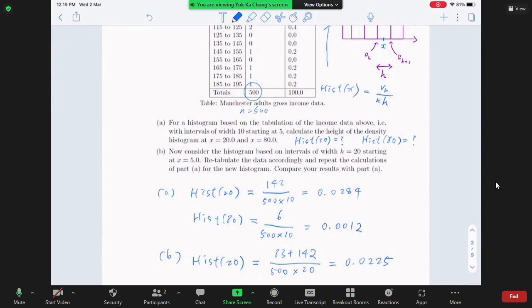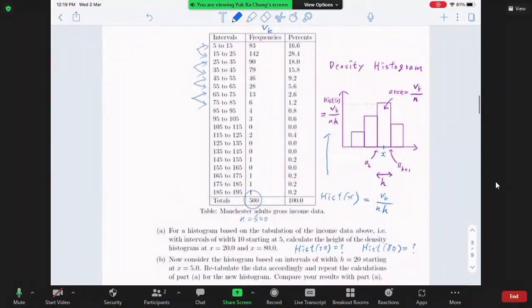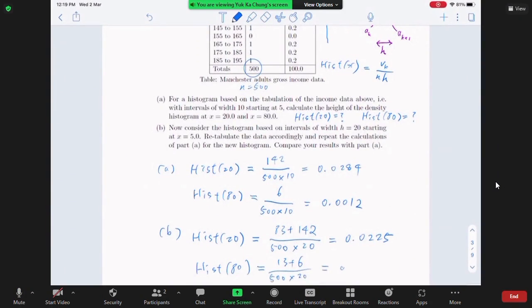So this will be the result of the height of the rectangular block after we group the interval. Similarly, histogram 80 is equal to, this time we locate the interval containing 80. 80 originally is in this interval, but after we group them, it belongs to this larger interval, with the frequency equal to 13 add to 6. So this will be the answer.